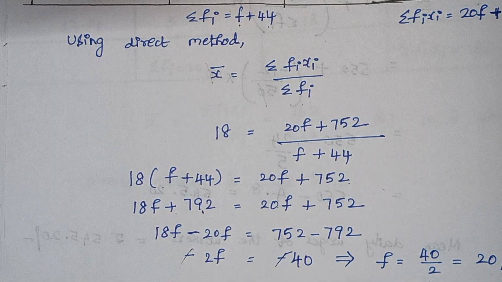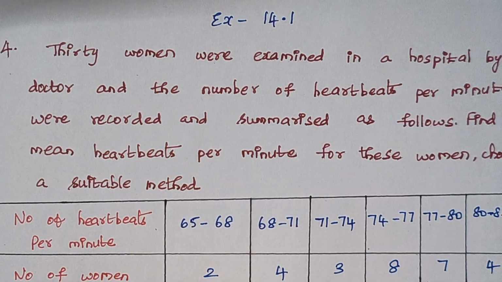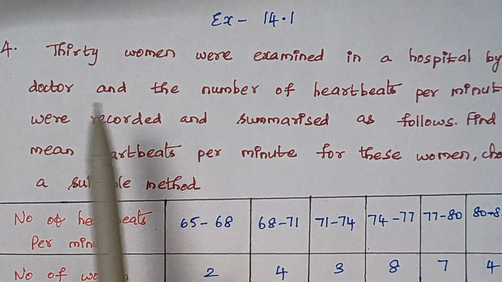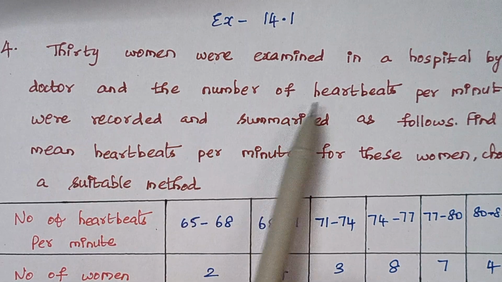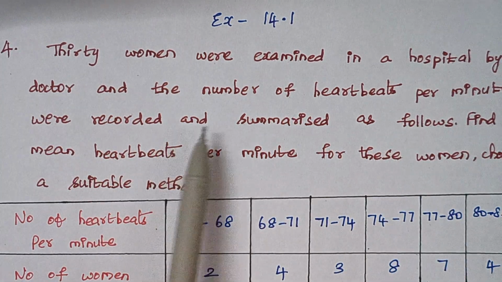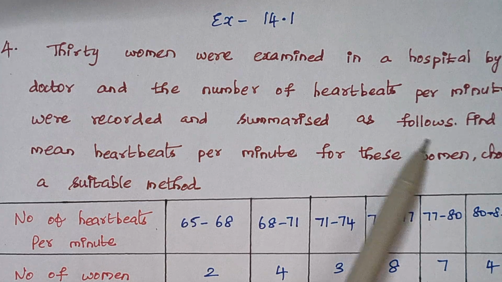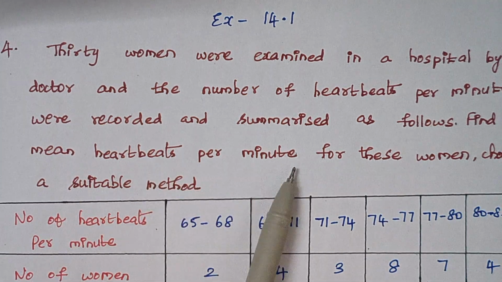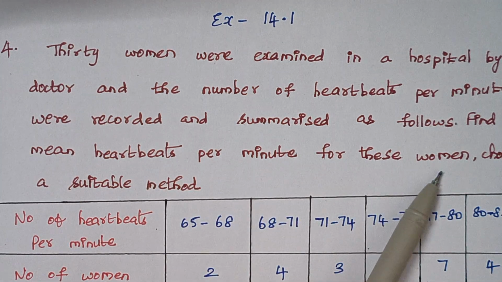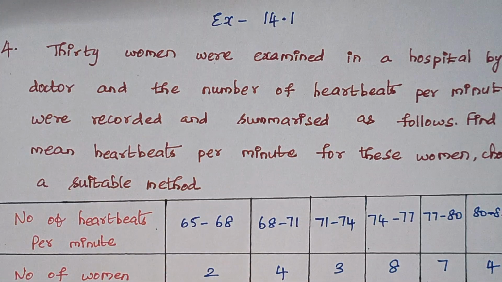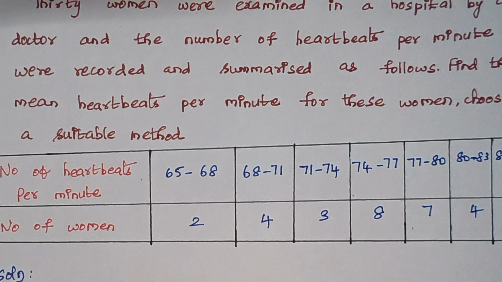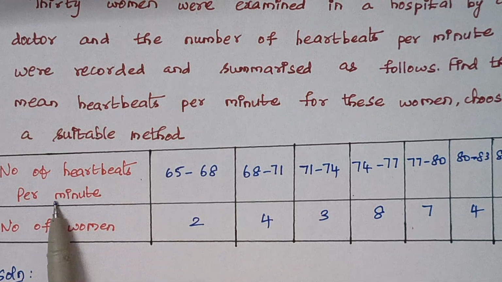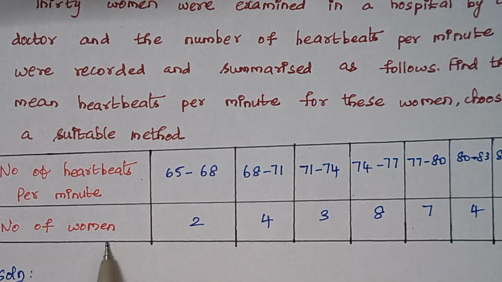We will proceed with our fourth problem. Problem number 4. 30 women were examined in a hospital by a doctor and the number of heartbeats per minute were recorded and summarized as follows. Find the mean heartbeats per minute for these women. Choose a suitable method. Here you see this is the tabulation given in the problem: number of heartbeats per minute and number of women.